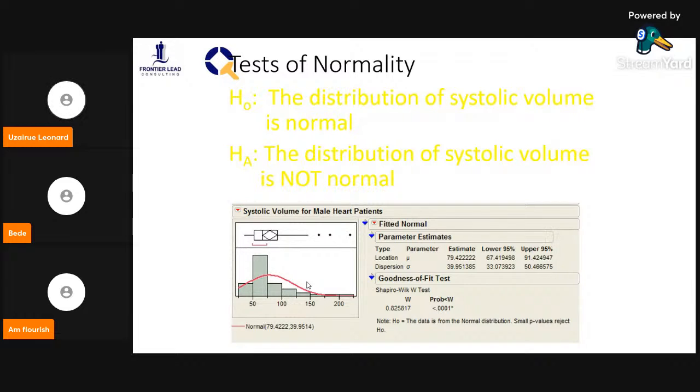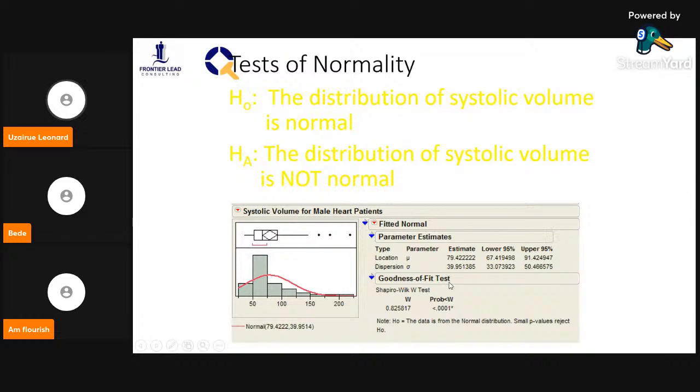But you will not just base your conclusion on those two. Then you have to check the fitted normal, which in this case has these other parameters. We have the mean parameter, the estimate, then the 95% upper and the 95% lower. These are the 95% confidence interval. We usually have two values in the 95%: the lower value and the upper value. But that is not really where we are going. Where we are going next is the goodness of fit test.